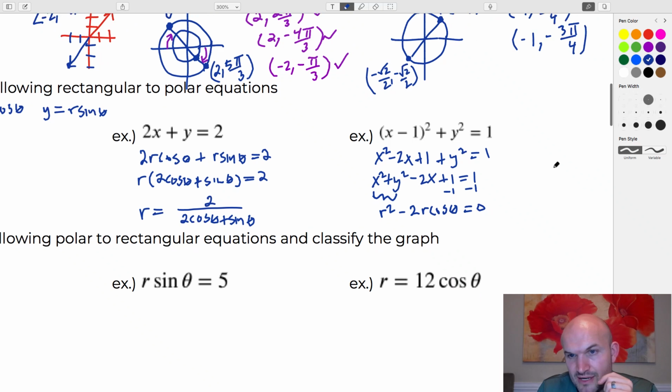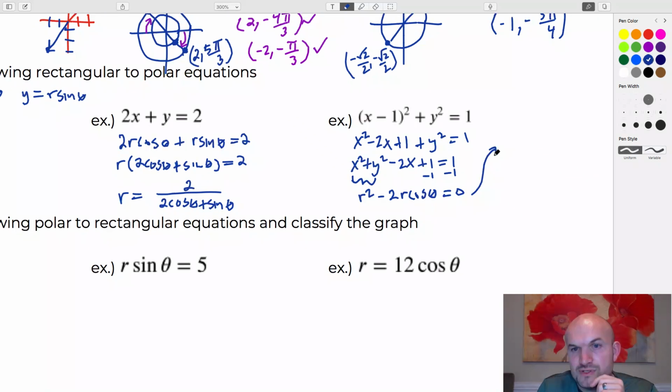Now, I'm kind of running out of space, so I'm going to throw this over here. Now, I can set the r squared equal to the other side, so that would be 2r cosine of theta. And then I could divide out the r and that leaves me with r equals 2 cosine of theta. So that's basically our idea.